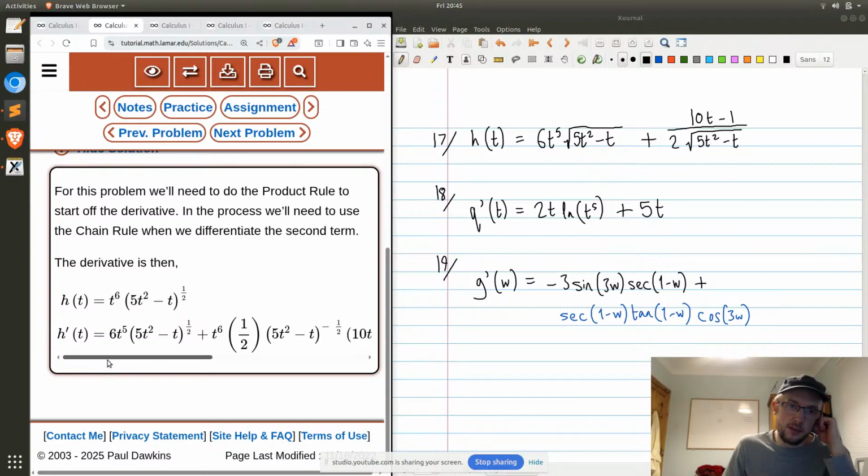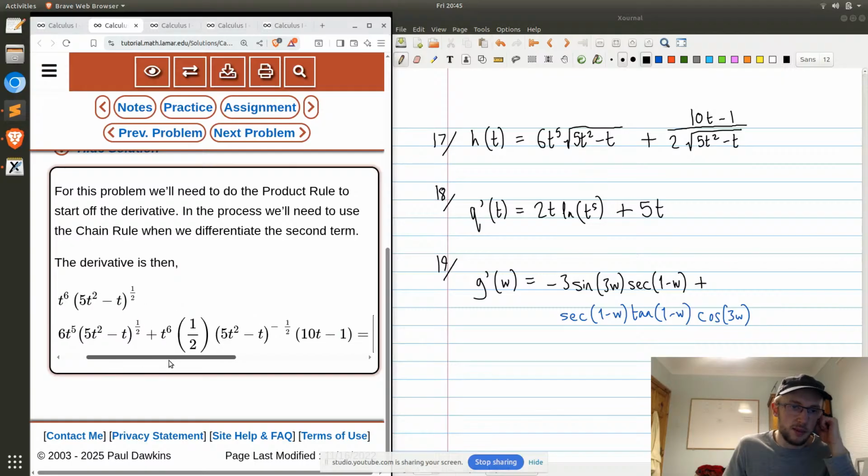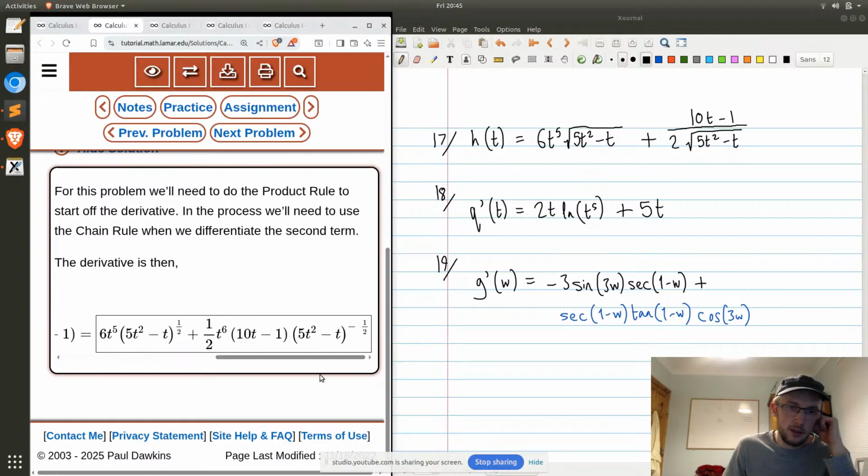I forgot that I was dealing with a product. That's what I did. That's where I messed up. Look at that. Okay, so we got the half. We got the 10t minus 1. We got this. But you forgot to multiply by t to the 6. Put it in. And recall product. Okay.